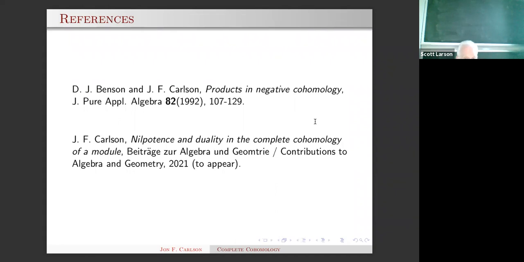I submitted this about the 1st of July, and 2 weeks later got a report back, and fortunately the referee liked everything except some notation in my horrible typing. So after correcting a myriad of little mistakes, it has been accepted and will appear in a journal called Contributions to Algebra and Geometry. It's a Springer journal.